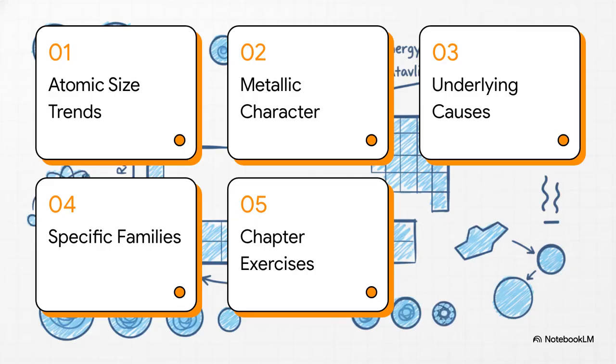Here's a quick look at our agenda for today. We've got 5 key things to cover. First, we'll explore trends in atomic size. Then, we'll define metallic and non-metallic character. After that, we'll uncover the actual underlying causes of these trends. We'll also look closely at a couple of specific chemical families. And finally, the fun part, we'll solve some chapter exercises together.